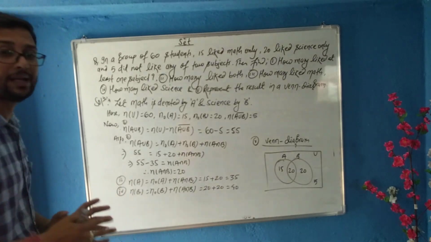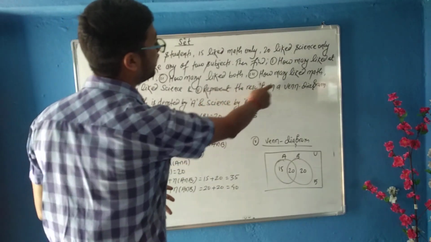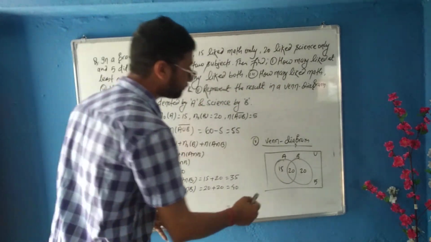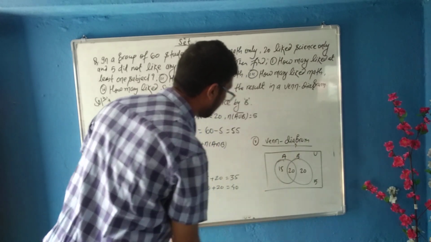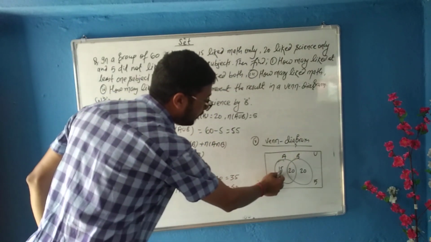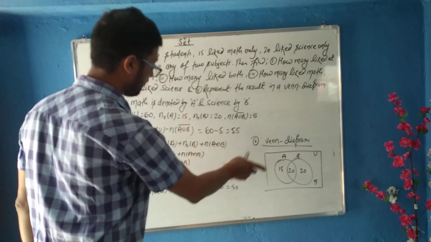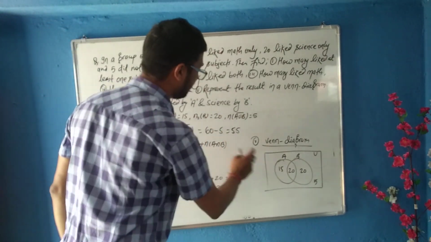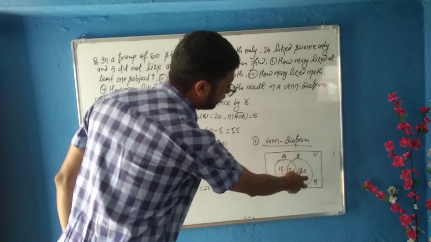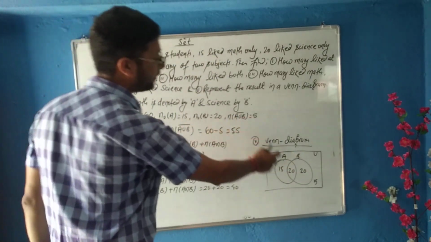जति पनि कुरो आएको छ त्यसलाई चाहिँ Venn diagram मा represent गर्नु पर्छ. Represent the result in a Venn diagram. So this is the set A, this is B. Now A means this part is called only A. So only A is given here 15. So 15 intersection given. Where is the intersection? 20. Now only B also given 20. Now complement also given 5.